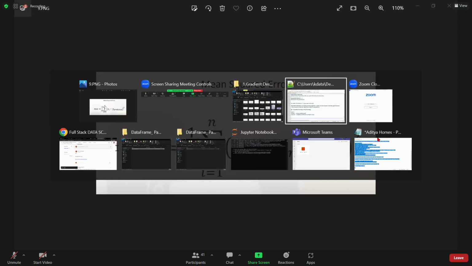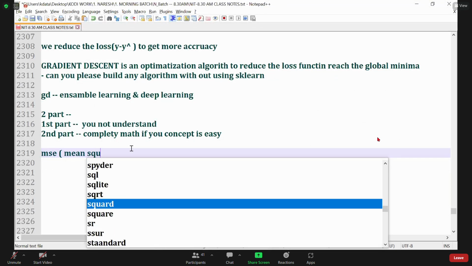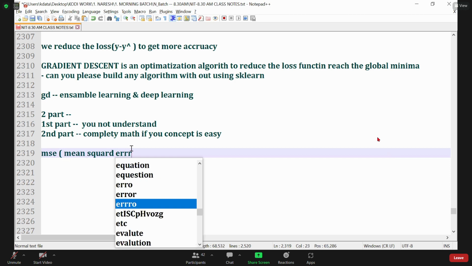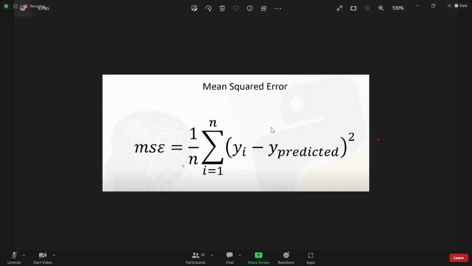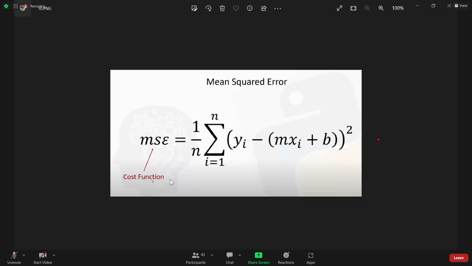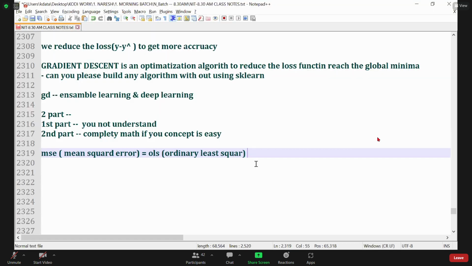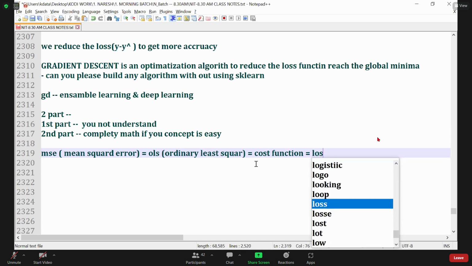What is MSE, guys? Mean squared error. MSE means mean squared error. Understand? We also call it OLS, ordinary least squares. Do you understand, guys? We also call it the cost function, or also the loss function.